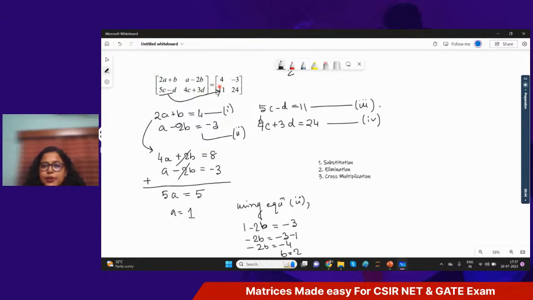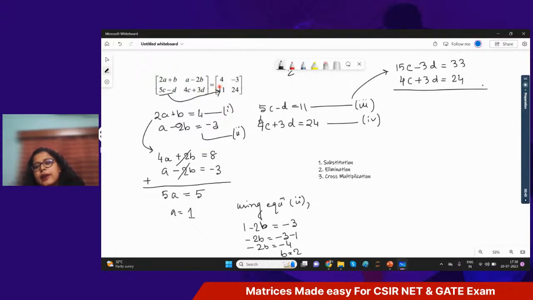Now let us come to this point. Here we have 5c minus d equals 11 and 4c plus 3d equals 24. Now if we multiply the first equation by 3, then 3d and 3d, both equations will have the same coefficients for d, right? So multiplying by 3, this equation becomes 15c minus 3d equals 33, and this one is 4c plus 3d equals 24.